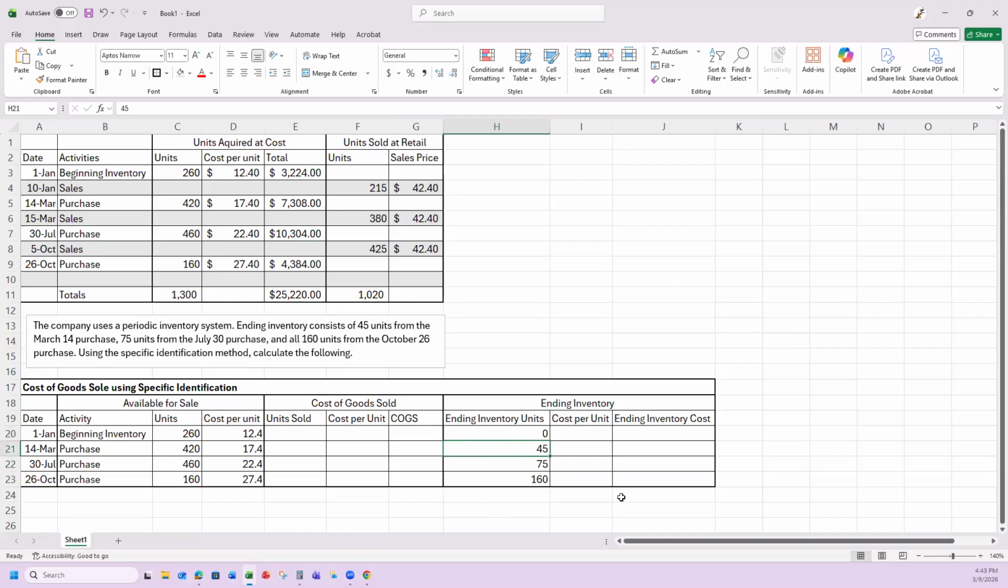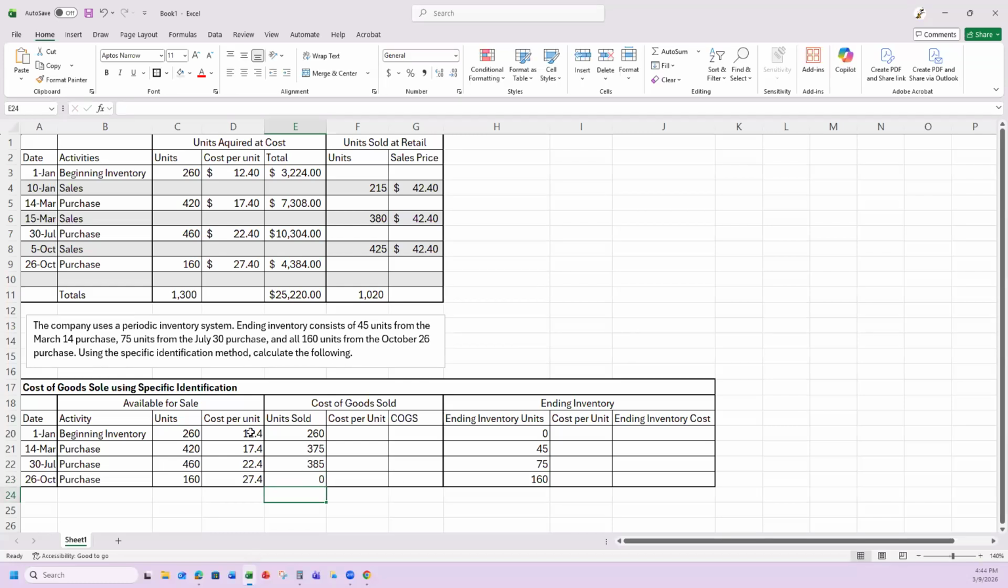Then we can just use subtraction to figure out which units actually sold, right? So if we had a beginning inventory of 260 units from January 1st and we had zero left at the end, it means we must have sold all 260 of those units. We can do the same thing here. I'm going to say the number of units we had available minus what we had left over will tell us the number of units we sold. And do the same here. And then here we could do that too, or we could just say we had 160 at the beginning and we still have 160 at the end, so we sold zero of these.